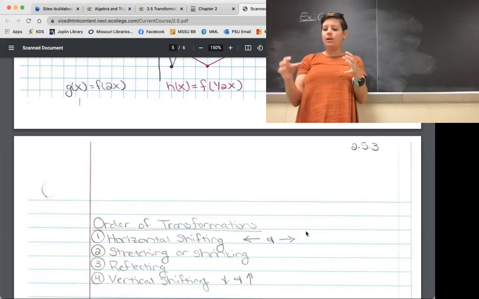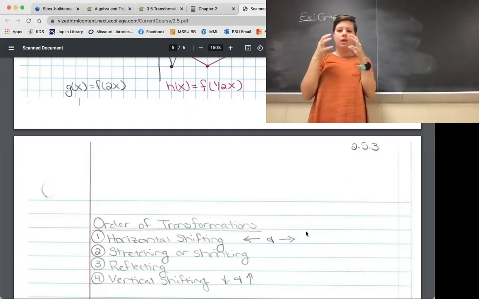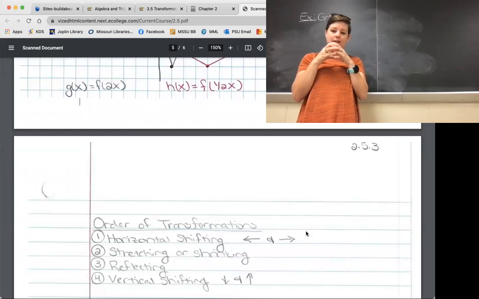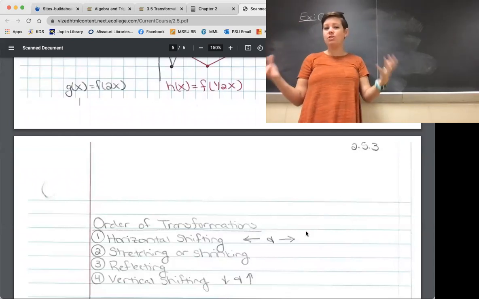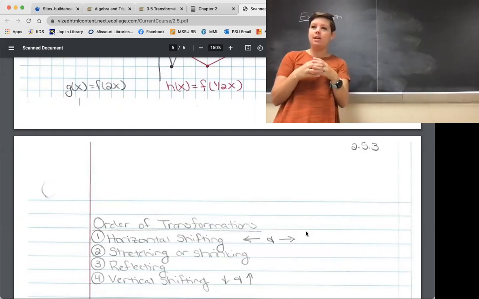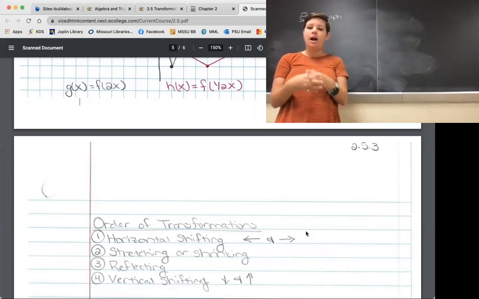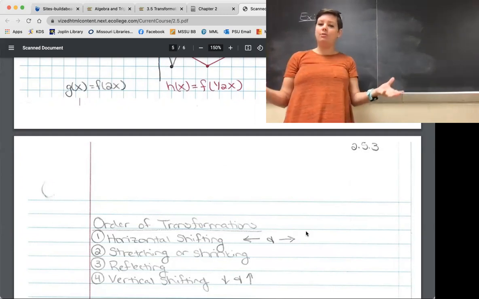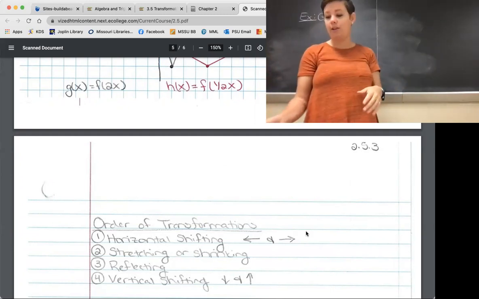It does make sense as to why we do what we do. When we look at the equations that we're going to be graphing, you're really starting on the inside and working your way out, which is how we solve equations. We do exponents and parentheses first, and then we keep working our way out and out and out. And that's what we're doing when we're graphing these transformations.